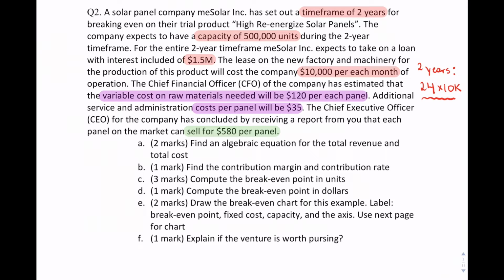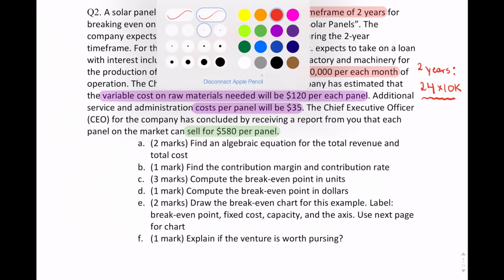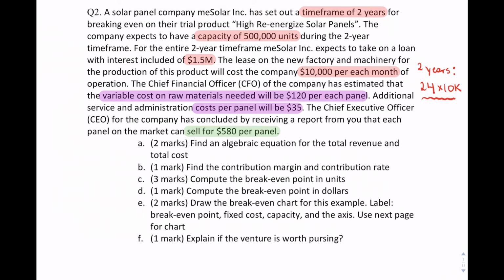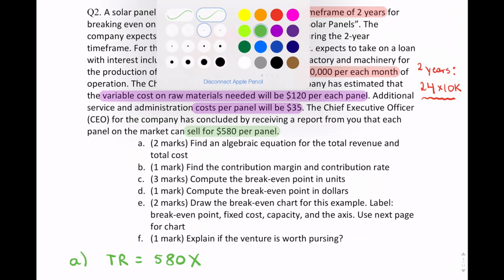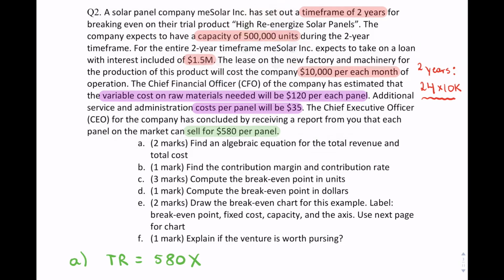Find the algebraic equation for the total revenue and total cost. Total revenue is much simpler, because all we have is 580 times the volume of sales. Now, total cost is going to be a little different.